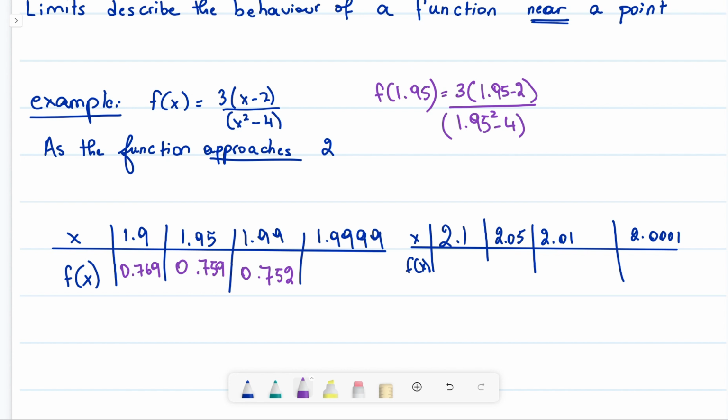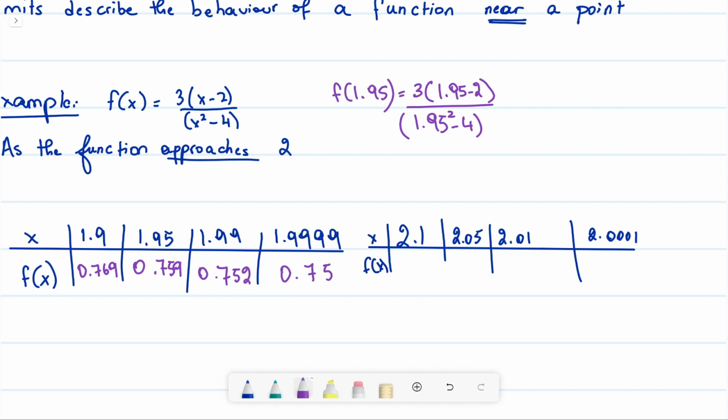The last value we will take that's a bit less than 2 but really close to 2 is 1.9999, and this will give approximately 0.75. So as you can see, the closer we get to 2, the more the value gets close to 0.75. This value here is rounded. It's not exactly 0.75, but you can see it's getting closer and closer to 0.75.